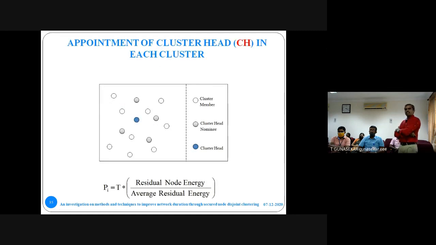After that, the appointment of the cluster gate in each cluster. The available nodes in a particular region are categorized into three categories: the cluster member, which has less residual energy, the cluster gate nominee, and the cluster head. The cluster gate nominee has more energy than the cluster member. From the nominees, we select one as the cluster gate based on the residual energy. For that, we use this equation: P suffix i equals T times residual node energy divided by average residual node energy. T is also a probability used to estimate the cluster gate nominee.